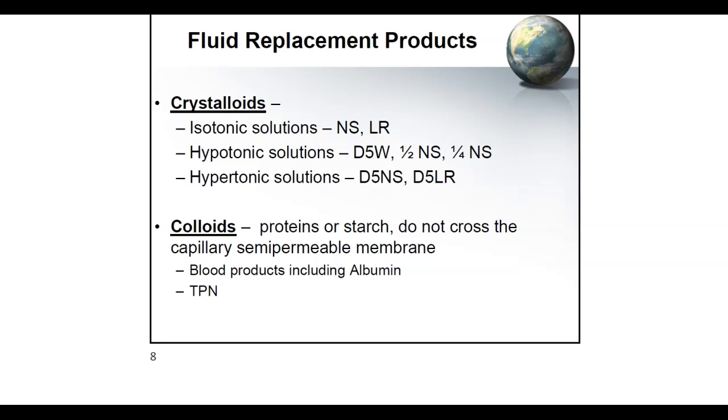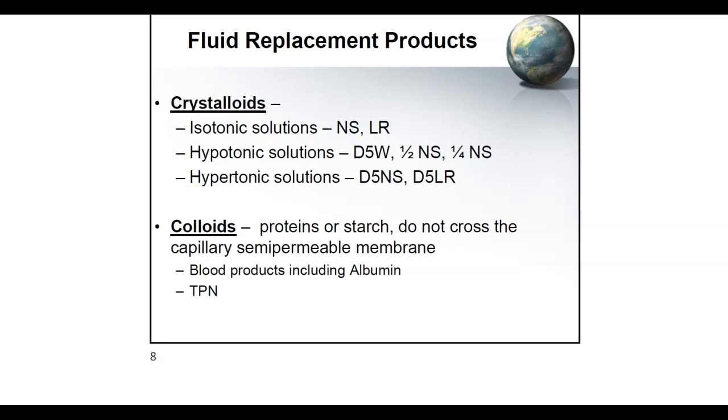And as mentioned earlier, isotonic solution can include your normal saline and lactated Ringer's. Hypotonic solution will include D5W, half NS, and a quarter NS. Then you have your hypertonic solution, right? A more concentrated solution, which are your D5NS and D5LR.